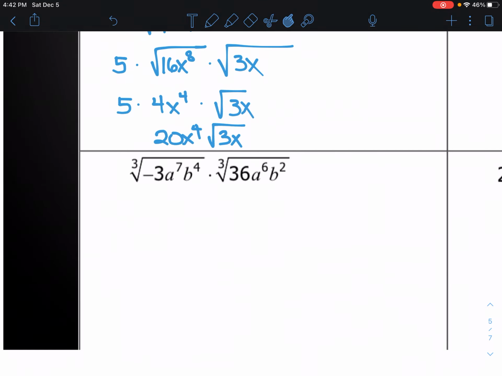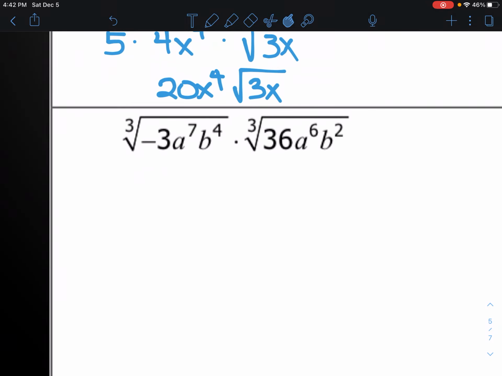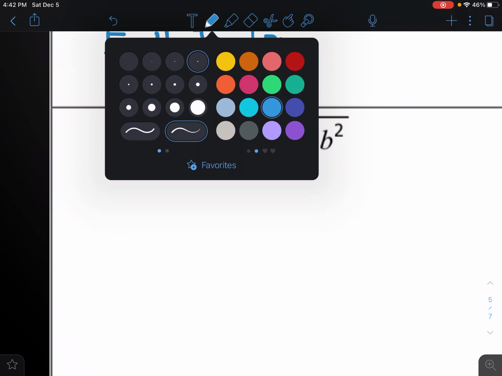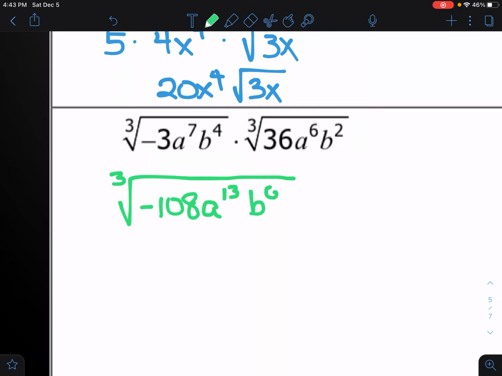Okay, so I'll go down here and we'll do this one. Notice there's no coefficients with this one. So here we go. Put all this together first. So let's see, negative 3 times 36 is negative 108. A to the 7th times a to the 6th is a to the 13th. B to the 4th times b squared is b to the 6th.